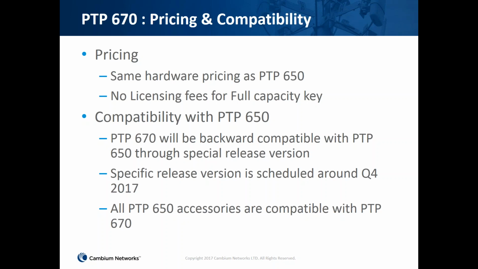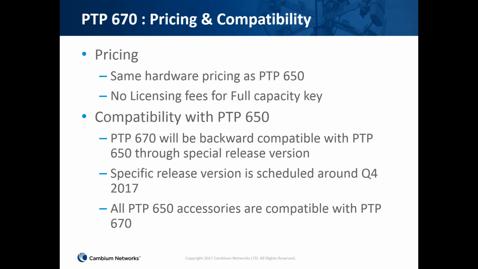So you can buy a 670 at the same price as the 650, the MSRP is the same, and you can get the special firmware version, which is free. You don't have to pay for it. It's a special firmware that will be available in September. You just put that special firmware on the 670, and it will behave exactly as a 650. So you don't have to change anything.